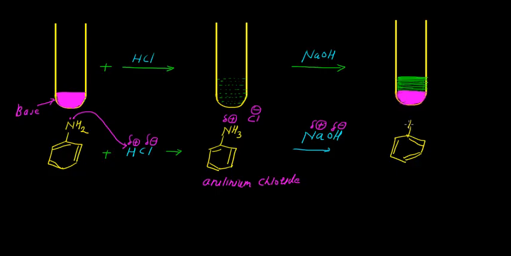Here aniline is liquid, and you can see the two layers in this test tube. It indicates that the regeneration of the original aniline takes place, and simultaneously in that test tube we get sodium chloride as a side product plus a water molecule.